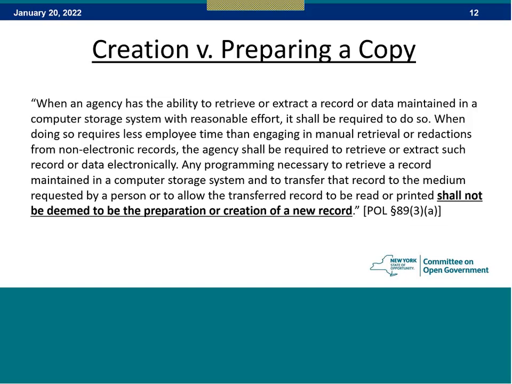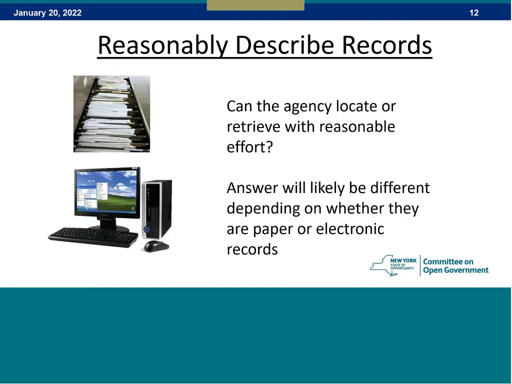in the regular course of business. If the agency has the ability to extract the data with reasonable effort, it is required to do so, and it is not, under the law, considered to be the preparation or creation of a new record.